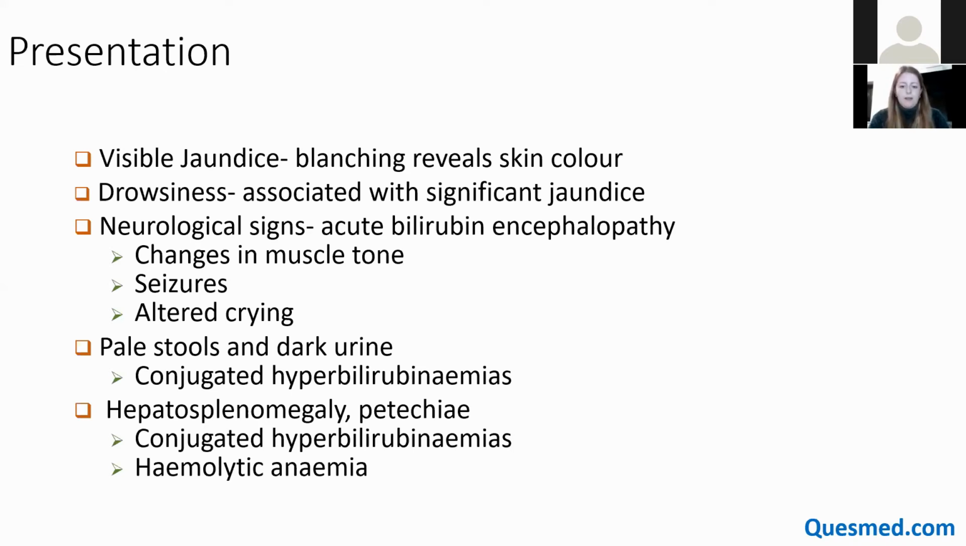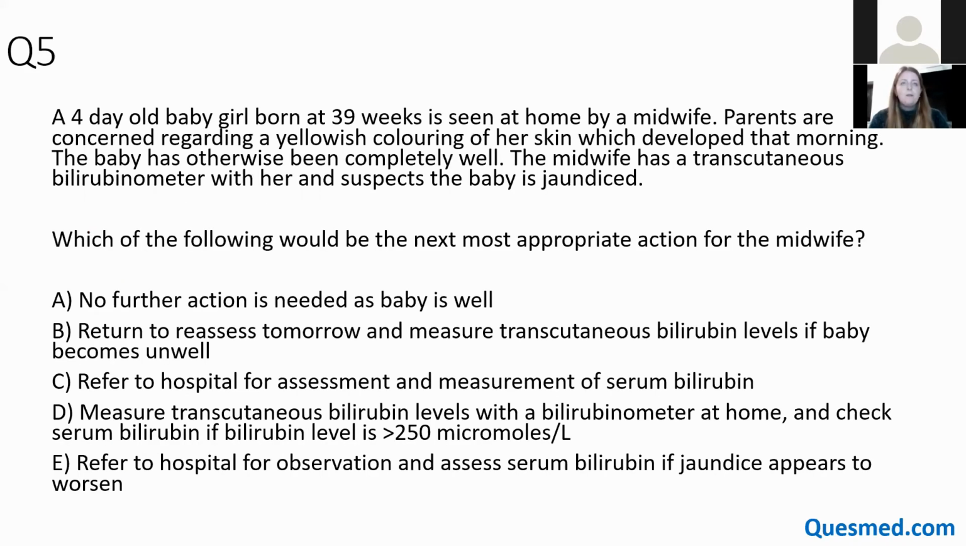Right, okay. So moving on to question 5. A 4-day-old baby girl born at 39 weeks is seen at home by a midwife. Parents are concerned regarding a yellowish colouring of her skin, which developed that morning. The baby has otherwise been completely well. The midwife has a transcutaneous bilirubinometer with her and suspects that the baby is jaundiced. Which of the following would be the next most appropriate action for the midwife?